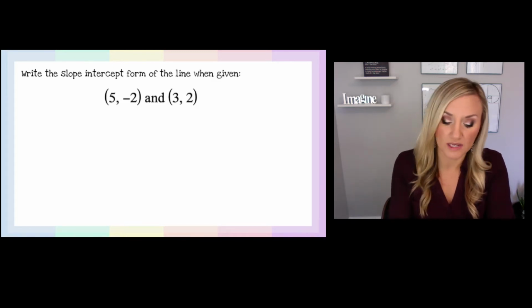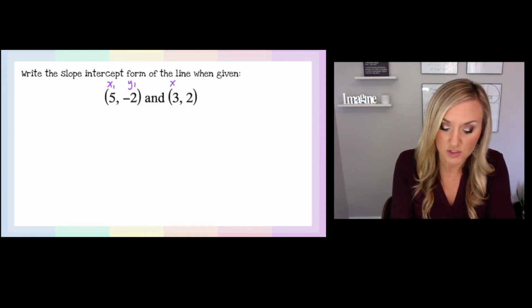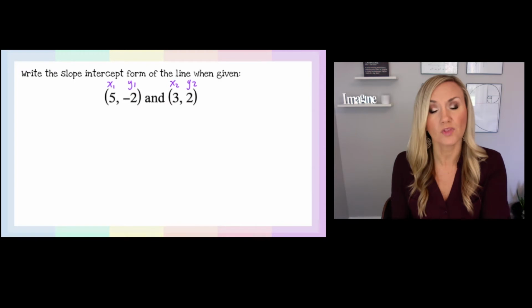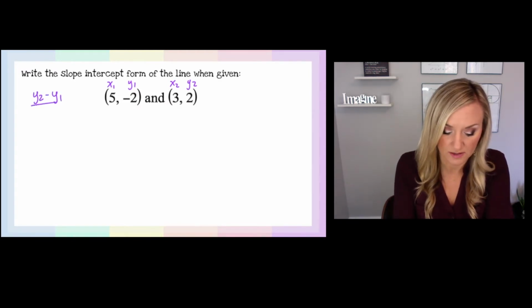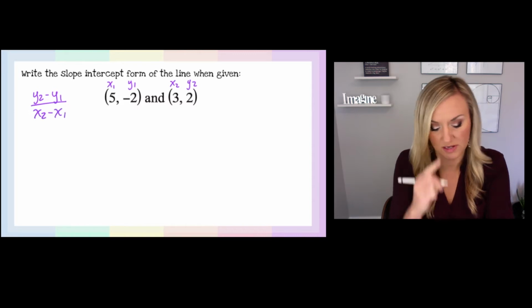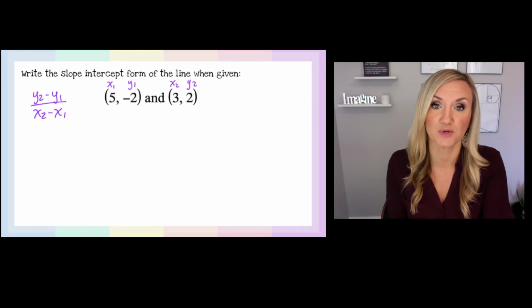So we have 2 points. Let's go ahead and label them x1, y1, x2, y2. And let's go ahead and plug them into the formula y2 minus y1 over x2 minus x1, and that will help us get the slope of the line that goes through those 2 points.